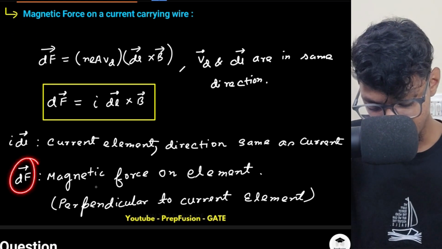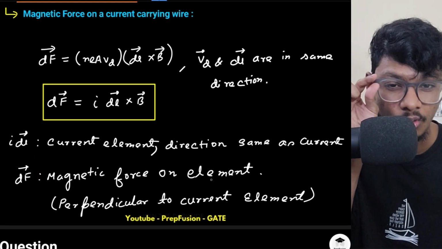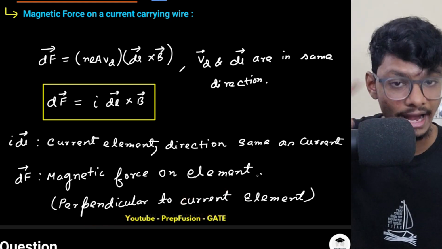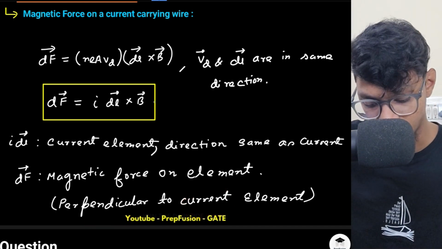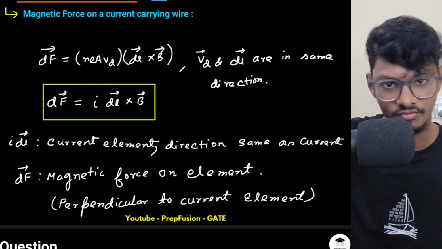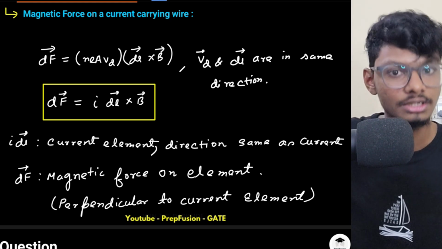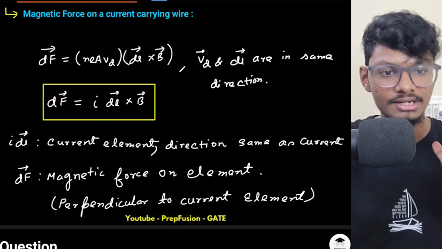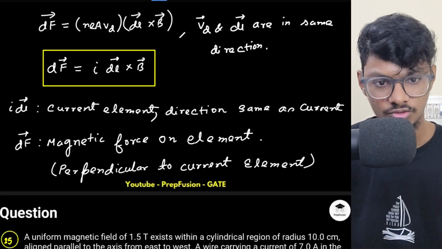What is dF? The magnetic force on the small element DL. It acts in the perpendicular direction, because it will be DL cross B, so obviously it will be perpendicular to both DL and the magnetic field B. I hope you got this point. This formula you need to understand, and it's good to remember.